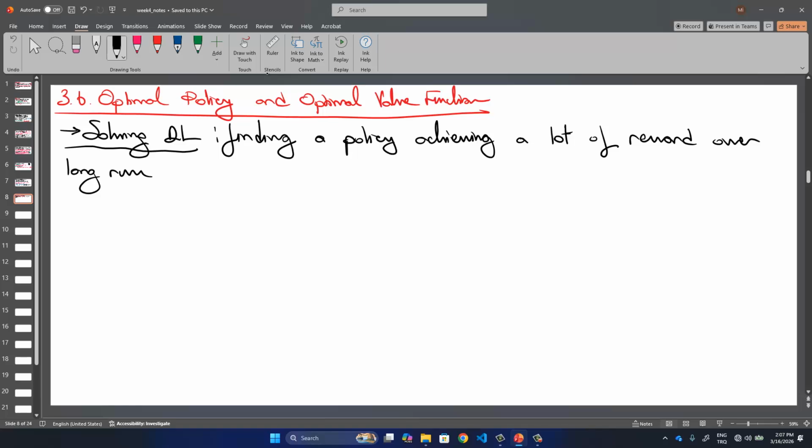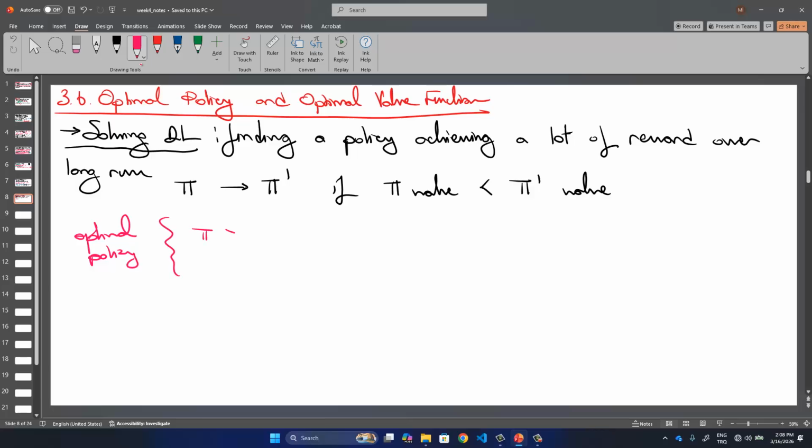For example, if we have a policy pi, we need to compare it with the next policy pi prime, right? If the state value function of pi is smaller than that of pi prime, okay? And so, what's the optimal policy? The optimal policy is pi prime if and only if v pi prime of s is greater than v pi of s, okay?